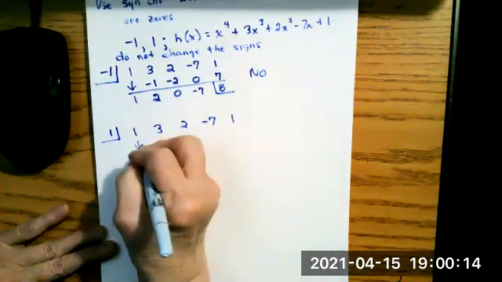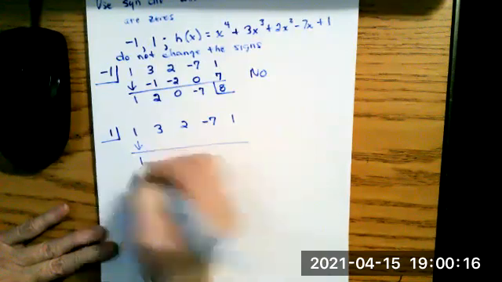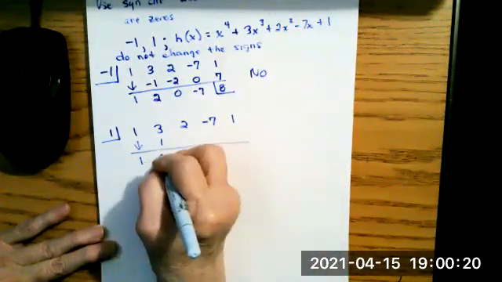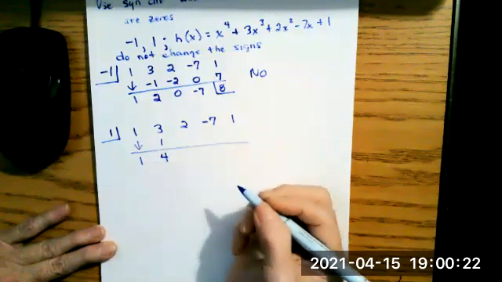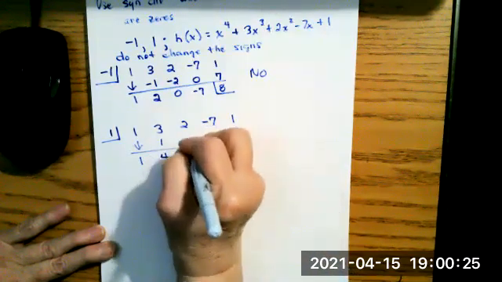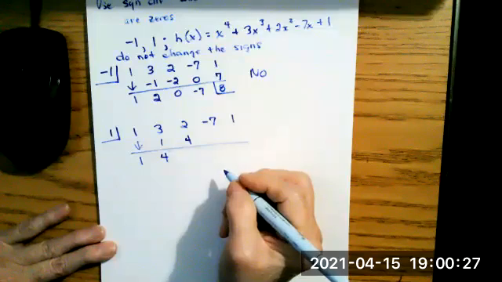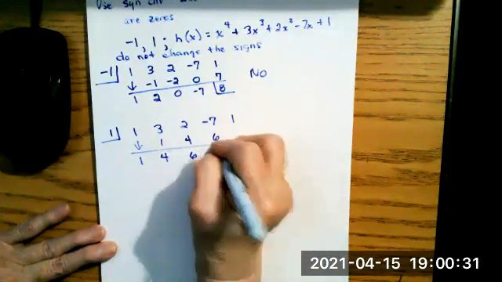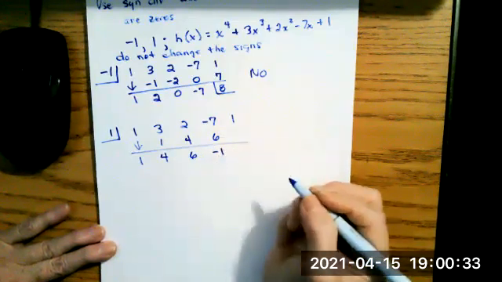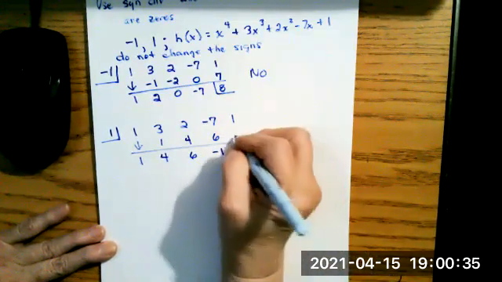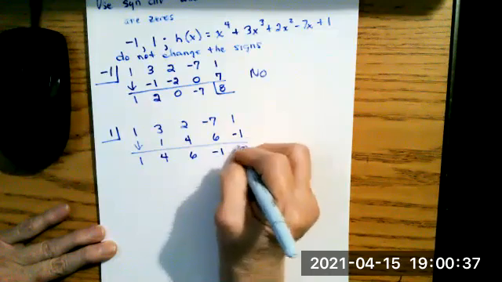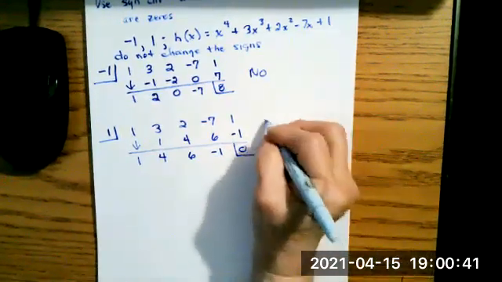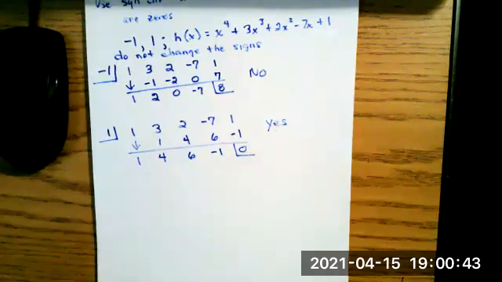Okay. Bring it down. 1. 1 times 1 is 1. 3 plus 1 is 4. 1 times 4 is 4. 4 plus 2 is 6. 6 times 1 is 6. -7 and 6 is -1. -1, and guess what? That one is a 0. So with that one, you write yes.